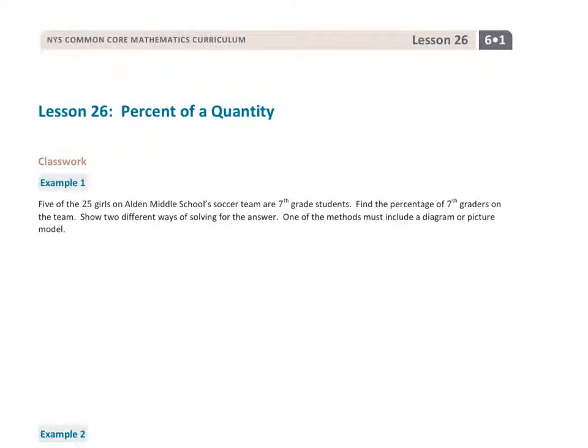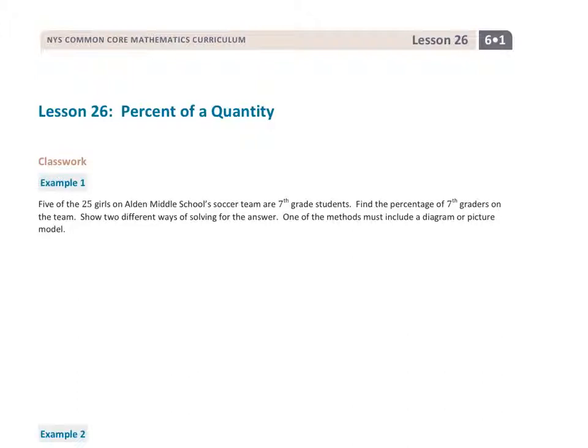Let's get some more work done on percent. 5 of the 25 girls on Alden Middle School's soccer team are 7th grade students. Find the percentage of 7th graders on the team. Show 2 different ways of solving for the answer. One must include a picture or diagram.